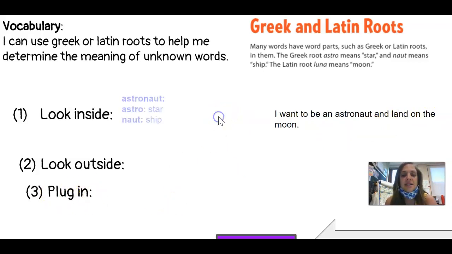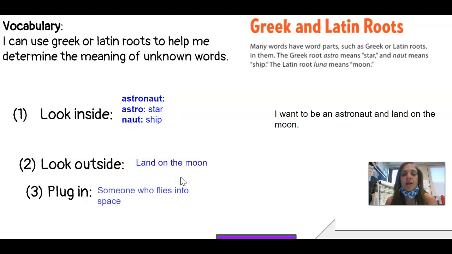So again, we look inside the word, we break the word apart. Astro means star and naut means ship. We look outside, land on the moon, and then we plug in what would make sense. Someone who flies into space. So they use a ship to fly in outer space where it's full of stars. I want to be someone who flies into space and land on the moon. That sounds right and makes sense.